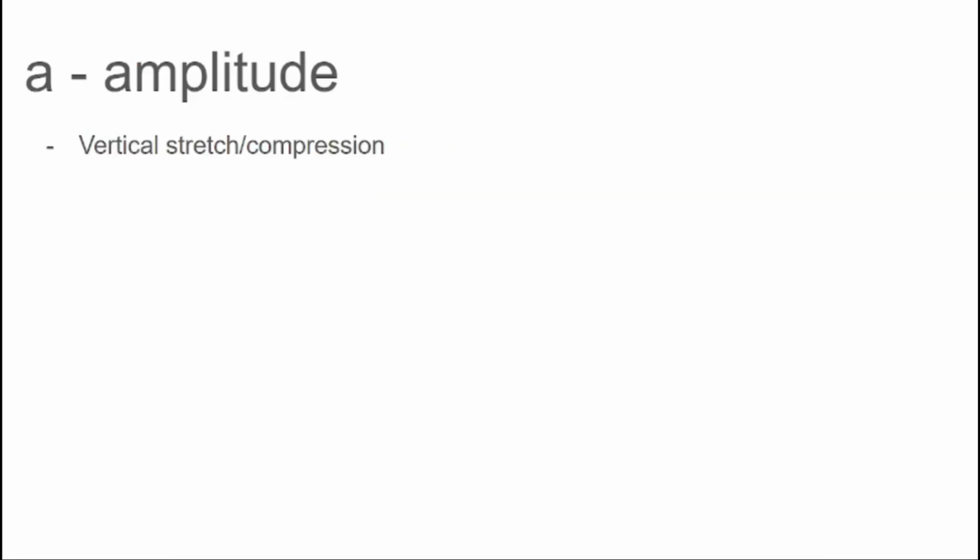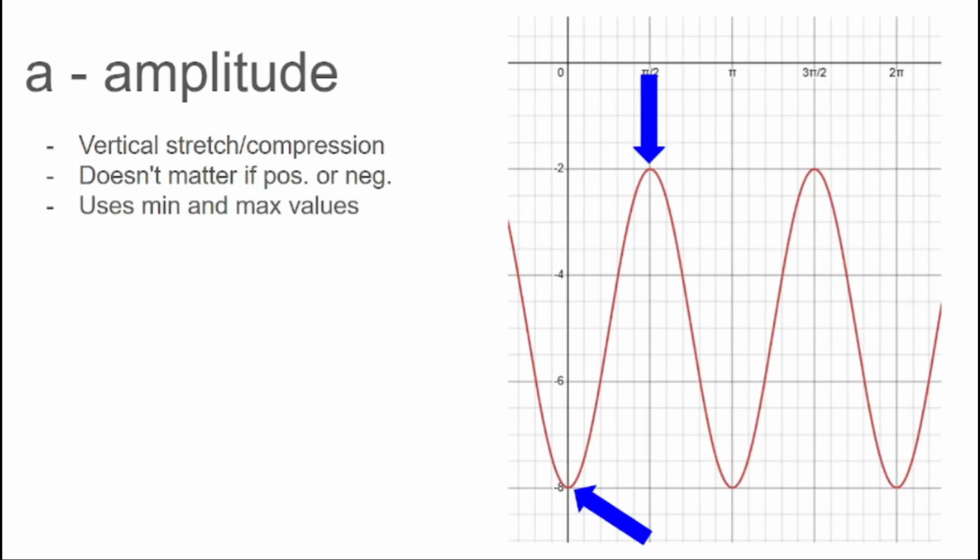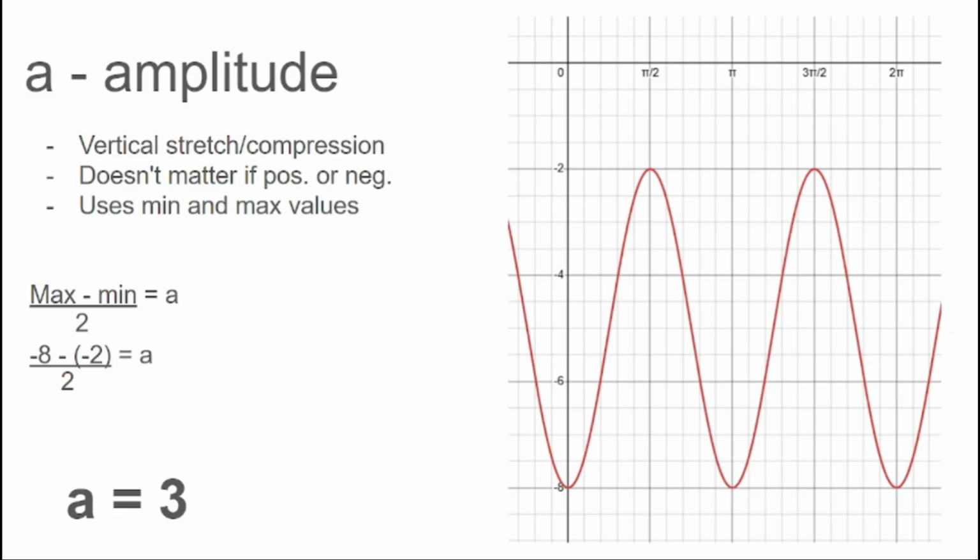A, the amplitude, also called a vertical stretch or compression. For this, we'll use the min and max points as -2 and 8. Subtract the min from the max and divide that value by 2. That's the distance to the midline, also called the amplitude.